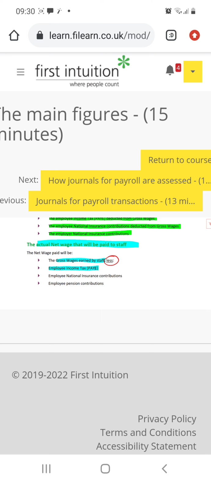Any PAYE, income tax, that will need to be deducted because that's taken off someone's pay and handed over to Revenue and Customs on their behalf. Any employee national insurance contributions, exactly the same thing. You are going to take that off the staff member's gross wage and hand it over to Revenue and Customs on their behalf. And then any employee pension contributions, because again, what you're going to do here is deduct it off the employee's salary and hand it over to the pension company, but again on their behalf. So those things need to come off. Now, there could be other things, if there were loan repayments, give as you earn schemes, stuff like that.